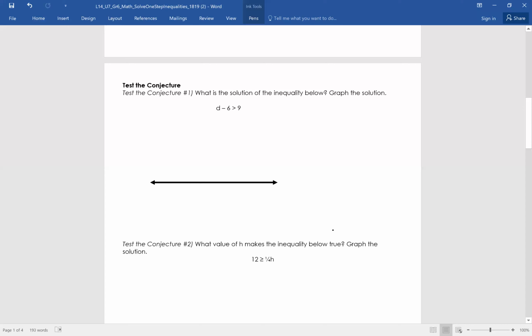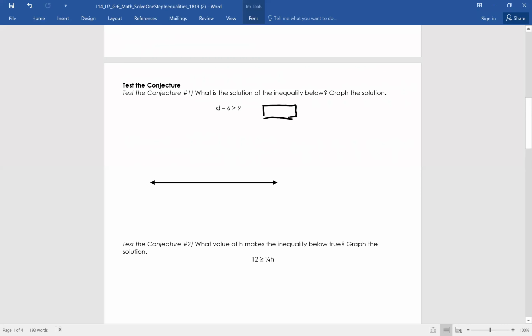Let's go ahead and test this conjecture. If this conjecture proves to be true, then we will be able to prove that inequalities have more than one solution. So let's see what's happening. What is the solution of the inequality below? Graph the solution. So this is an addition subtraction example. So I'm going to use that type of model. The largest value goes here. The largest value happens to be D.